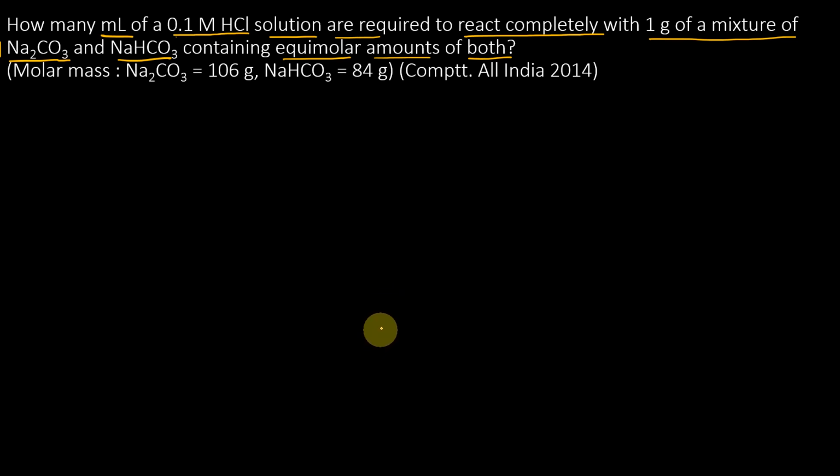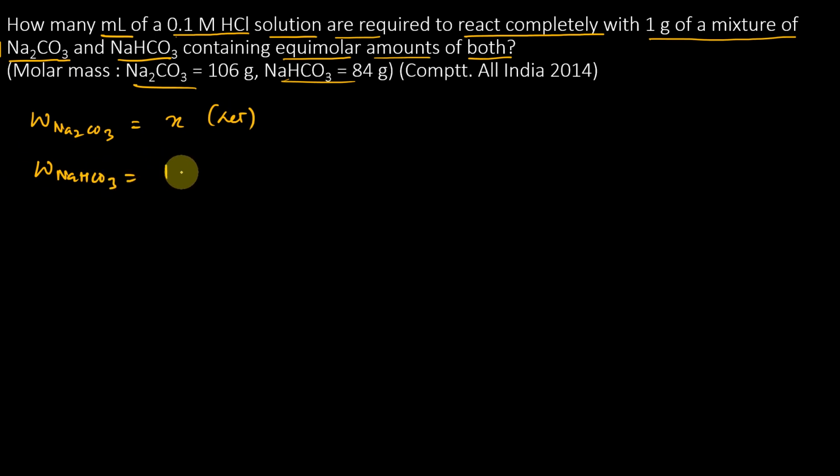Now what to do with this kind of question? Let us see how many milliliter of 0.1 molar HCl. Okay, let us do it, no issues. The molar mass of sodium carbonate and sodium bicarbonate is given. So the weight of sodium carbonate that is given is, suppose x gram, then the weight of sodium bicarbonate will be, look, the mixture is 1 gram, so taking 1 minus x will do the work, right?